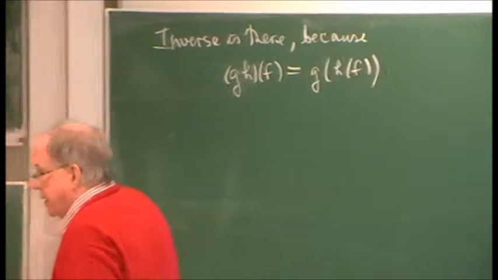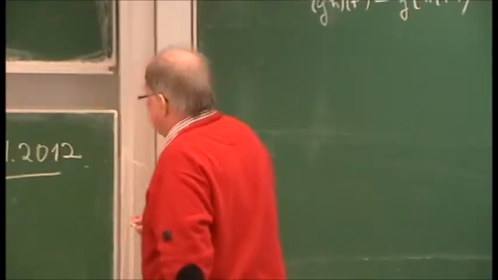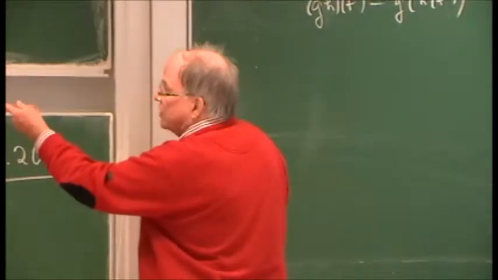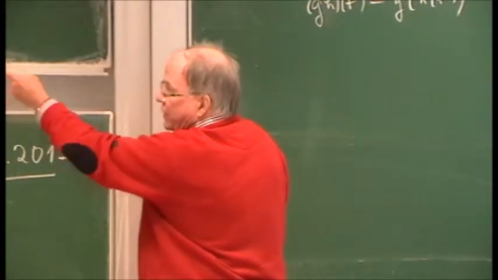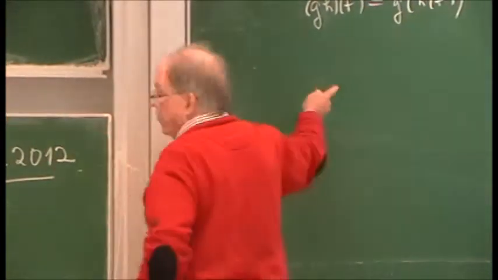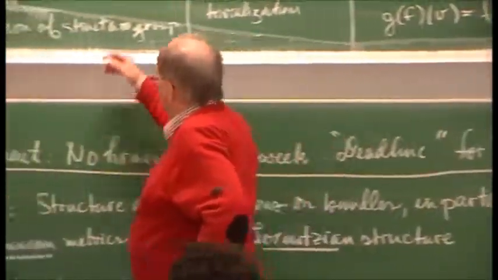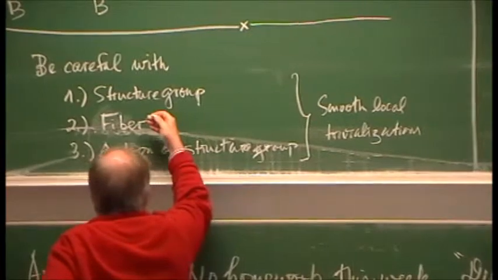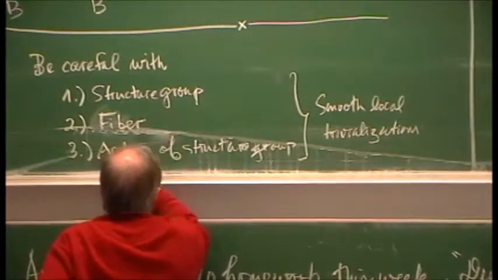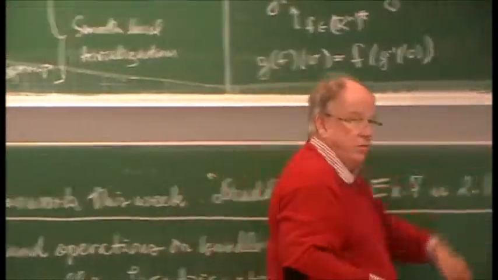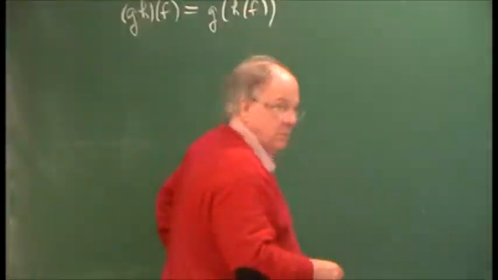Let's talk about what were the other points? Fiber. Well, the fiber was Rn star. The action. Well, I've answered all questions. The action of the structure group I've told you. And so, yeah, again, the structure group is still GLn. It's just acting in a different way on the dual space. What we need is a smooth local trivialization.